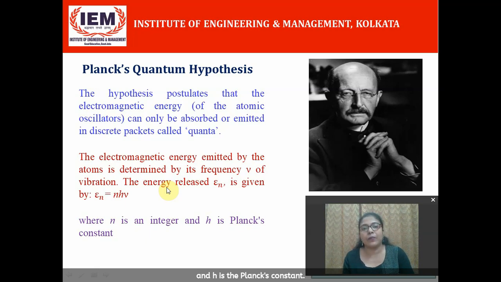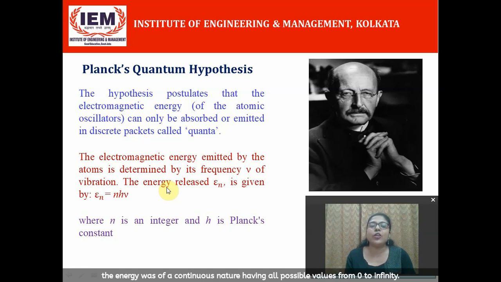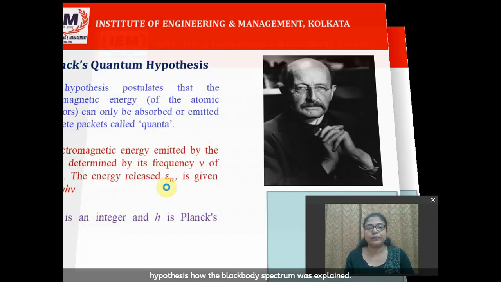the Planck's constant. According to the earlier known theories of physics, the energy was of a continuous nature, having all possible values from 0 to infinity. It was for the first time that Max Planck proposed this discrete nature of radiation. Now let's see, based on this Planck's quantum hypothesis, how the blackbody spectrum was explained.